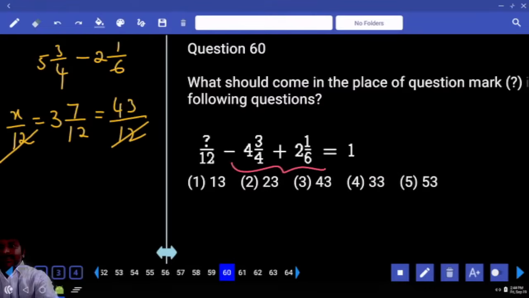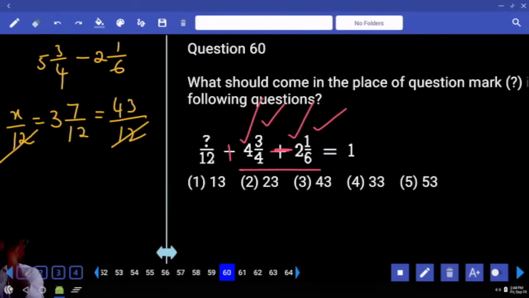These two goes to right hand side. If it goes to the other side, 5 3 1 by 4. Otherwise, concentrate only left hand side. If it goes to the other side, it becomes plus and it becomes minus. Am I right? 4 minus 2. 3 by 4 and 1 by 6. Which is more? 3 by 4 more or 1 by 6 more? That means you get positive only. 2 something we have. Left hand side.